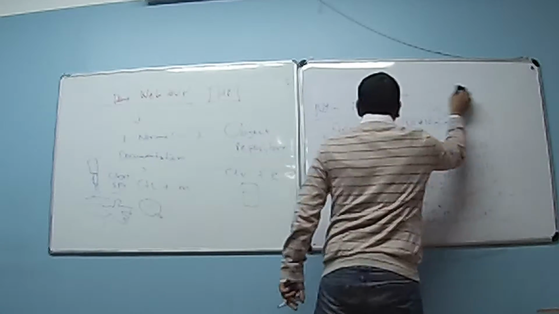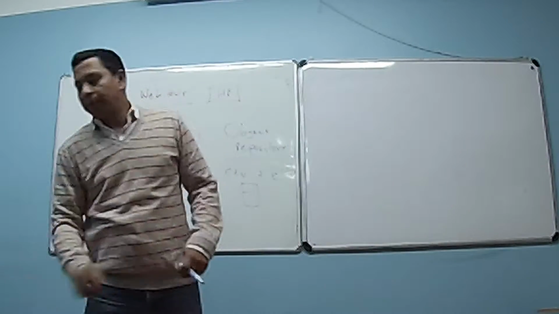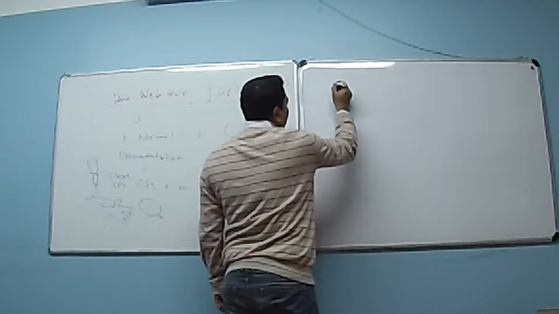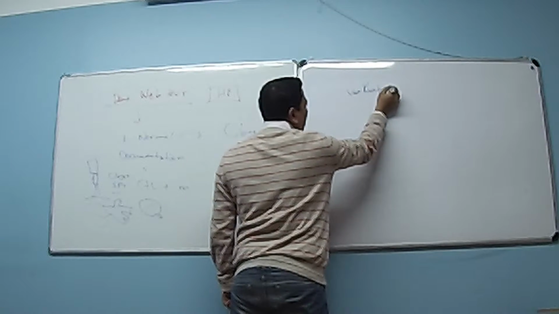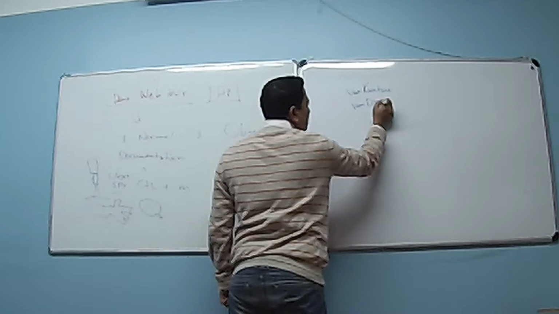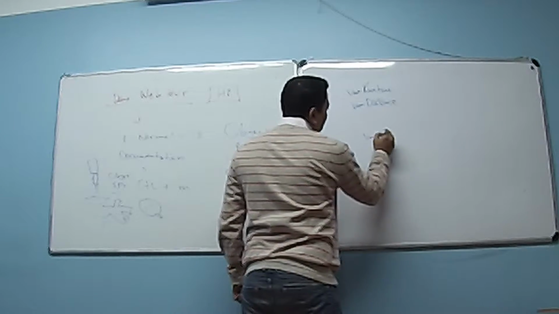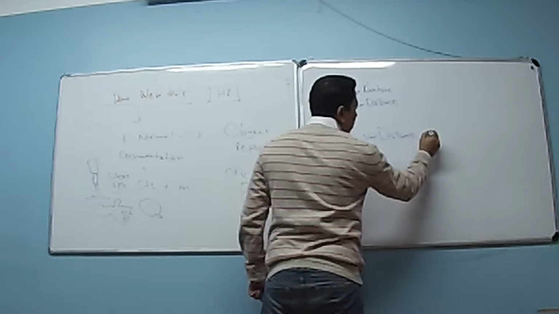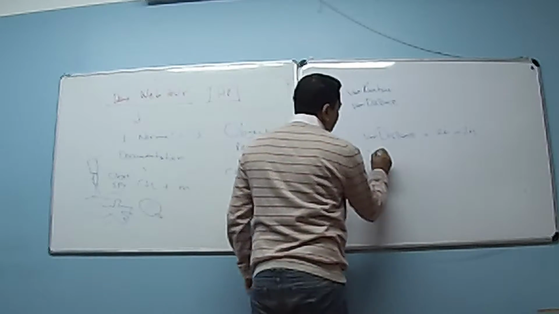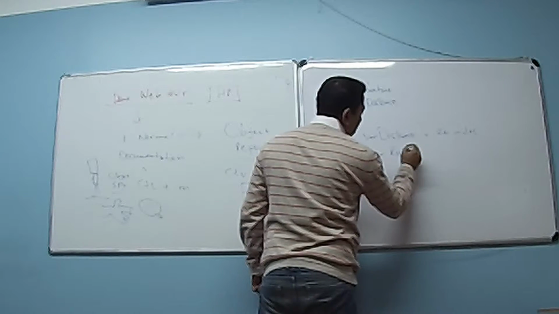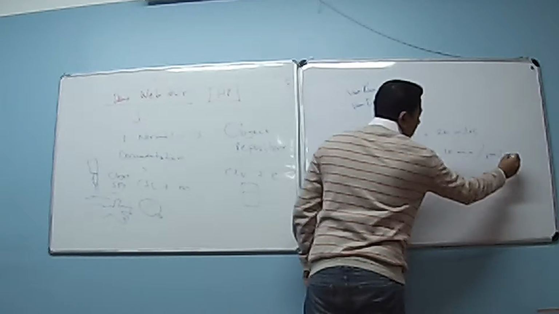So you can say, I'm going to put a variable. Let's say variable distance equals 20 miles, and variable runtime equals 10 minutes per mile.